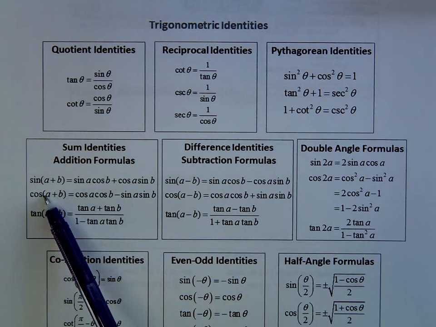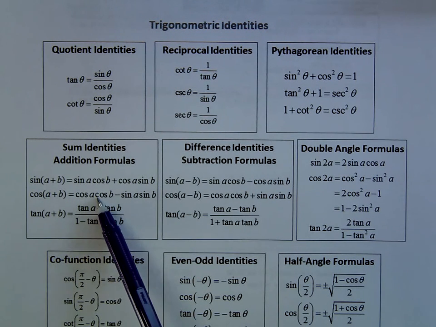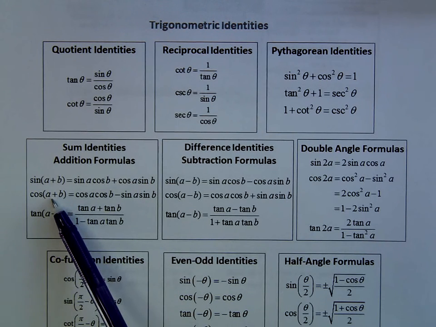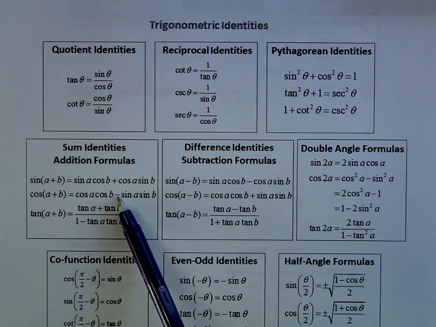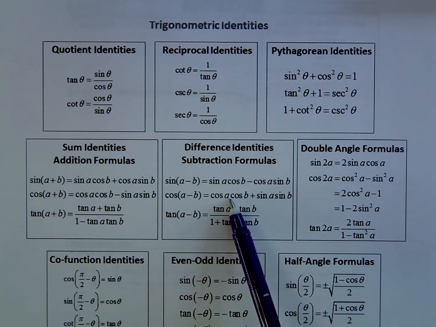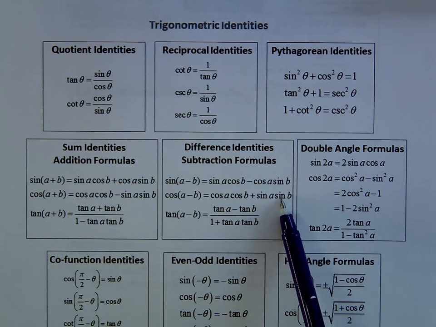If I go to cosine of 2 angles and I'm trying to add them, their deal is cosine, cosine minus sine, sine. You'll see the sign is opposite. If this is a plus, this is a minus. Here's cosine of a minus b. You'll have cosine, cosine plus, because this is a minus, it becomes a plus, sine, sine.